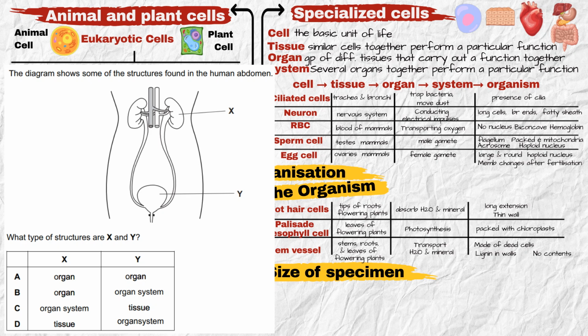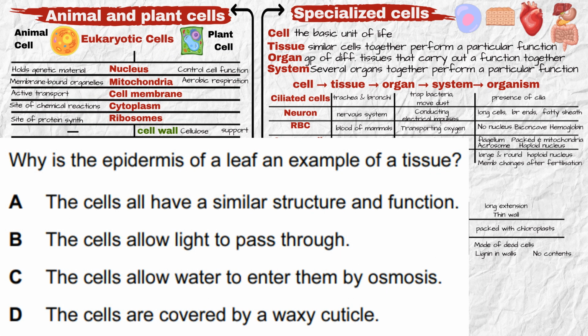X and Y. What types of structures? It is clear that X is the kidney and Y is the urinary bladder. Both are organs, so the answer is A. Another question asked, why is the epidermis of a leaf an example of a tissue? This is a definition. Definitely because the cells all have a similar structure and function.